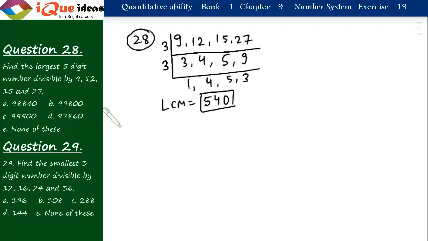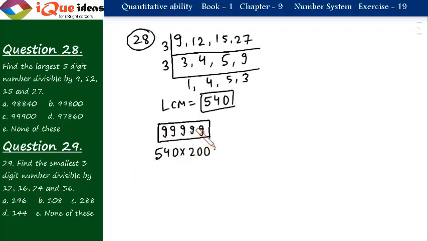Now see, 540 into 200, let's check how it comes out to be. We have to get close to the largest 5-digit number, which is 99999, and that should be a multiple of 540. So how do we do that? Let's take it like this. Let's say 540 into 200. Let's first check how much this comes out to be.